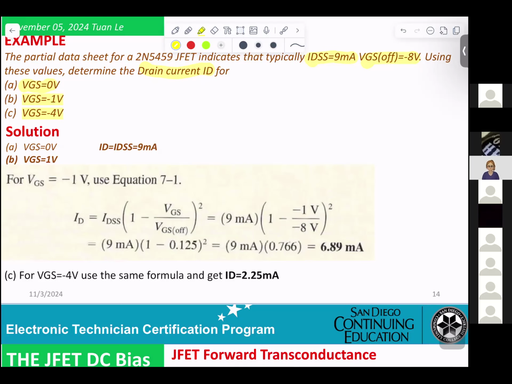Okay, you have to go through that at A. They given you the ID equal IDSS equal 9 milliamp. Is it correct or no? Yes. We already telling you. Okay. At VGS equal 0, then ID equal IDSS. That's why they get 9 milliamp.